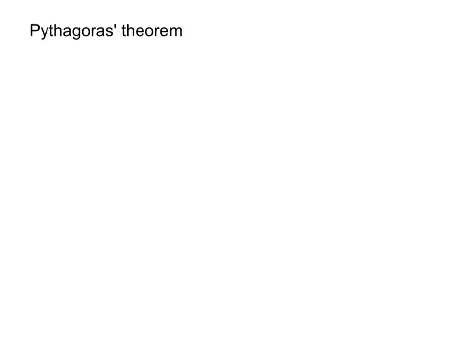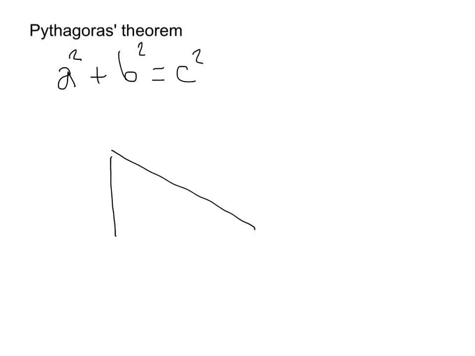So now that we know what it's used for, it's important to know what it actually is, what the formula is. And the formula is a squared plus b squared equals c squared, okay? And if I draw a triangle, it's very important that the triangle is a right angle triangle. If it's not, then Pythagoras' theorem wouldn't work.